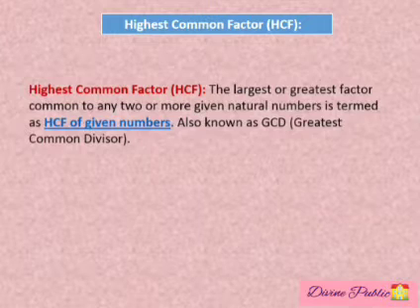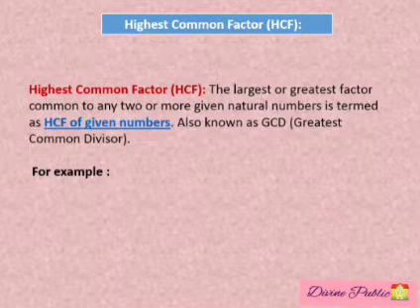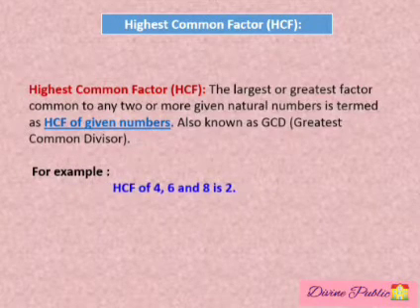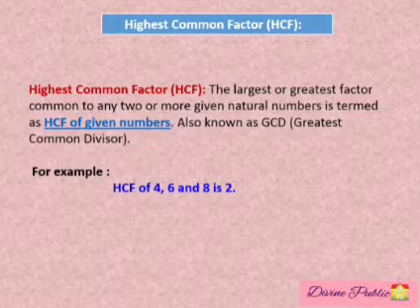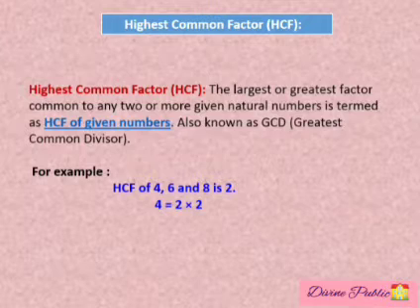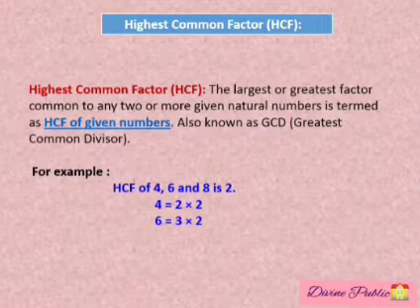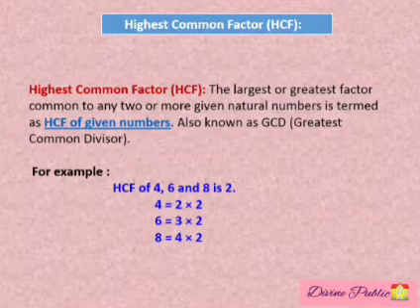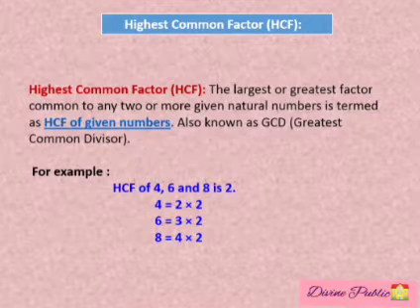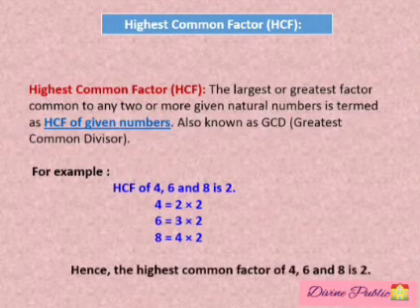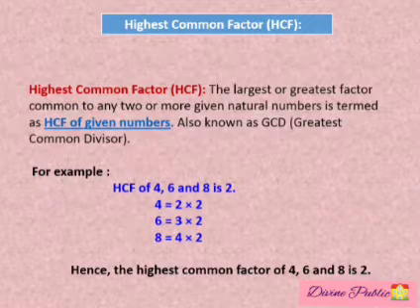Let us see the example. HCF of 4, 6 and 8 is 2, because factor of 4 equals 2 into 2, factor of 6 equals 3 into 2 and factor of 8 equals 4 into 2. Means the highest common factor of 4, 6 and 8 is 2. Let us see some more examples.